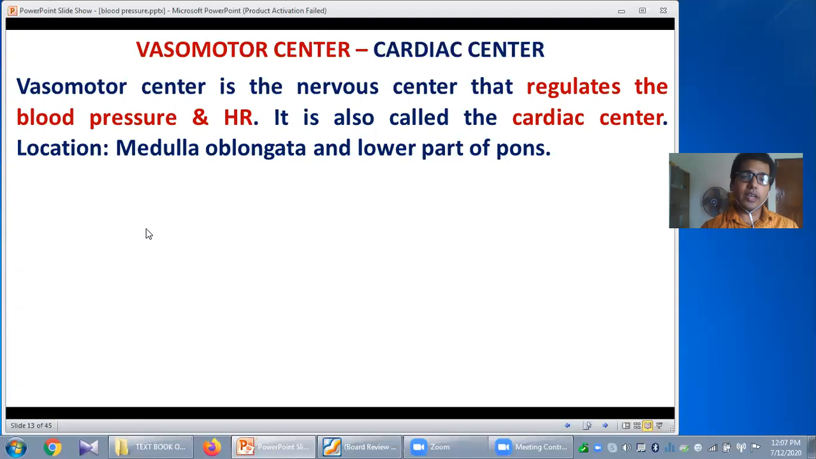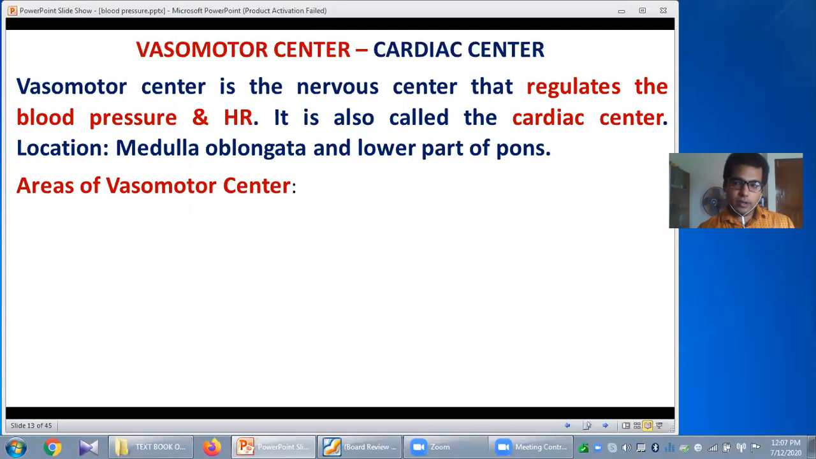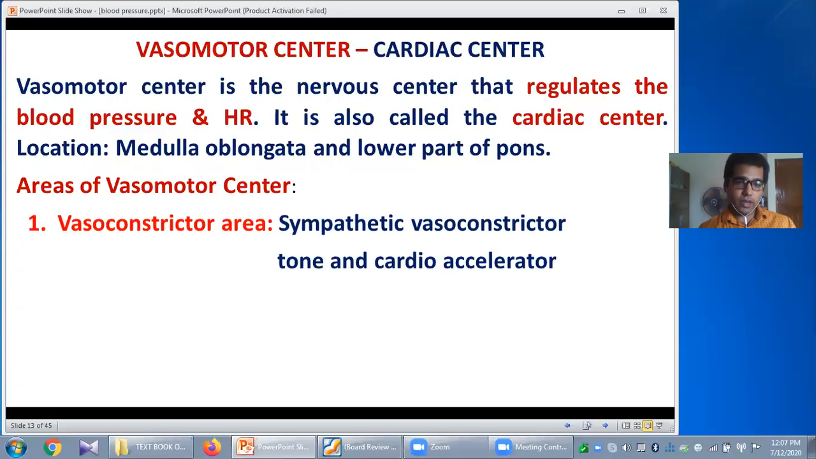So what is the vasomotor center? It is a nervous center that regulates the blood pressure and heart rate. It is also called the cardiac center, and it is located in the medulla oblongata and lower part of the pons. There are different functional areas located within the vasomotor center, like the vasoconstrictor area. This vasoconstrictor area is responsible for producing sympathetic vasoconstrictor tone, and it also produces a cardioacceleratory effect. It can accelerate the heart.